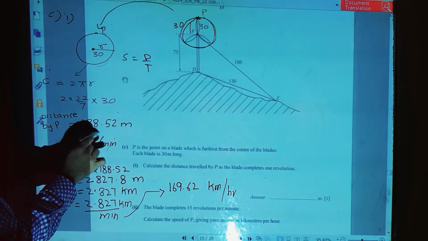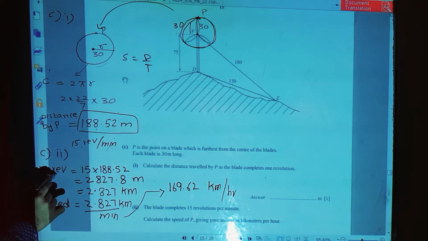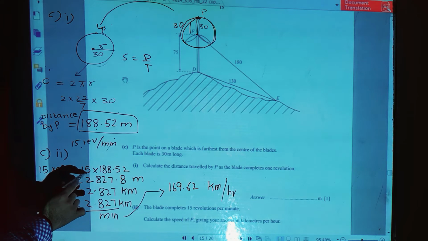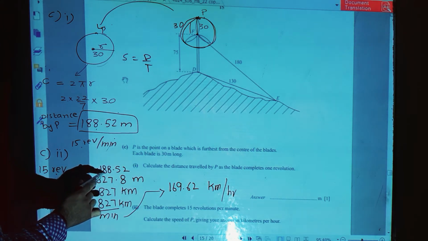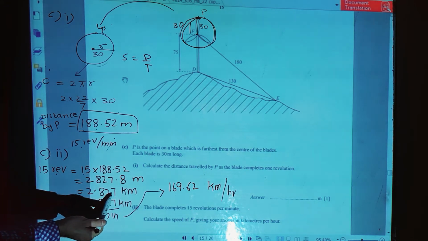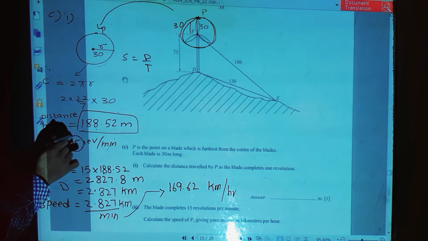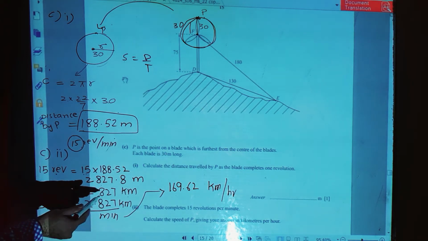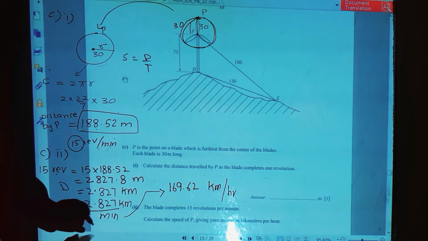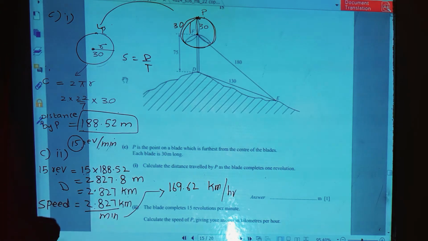So the distance traveled by P in one revolution is 188.52. In 15 revolutions, the distance traveled by P is 15 multiplied by the distance in one revolution, that is 2827.8 meter. Convert it into kilometer by dividing by 1000, that is 2.827 kilometer. This is the distance traveled by P in 15 revolutions. Now this is revolutions per minute, so this distance is 2.827 kilometer per minute.